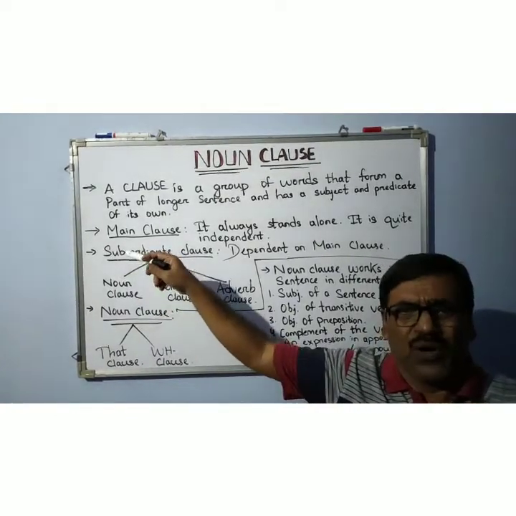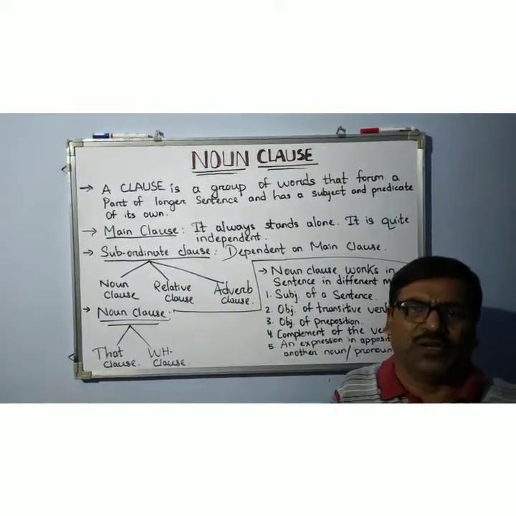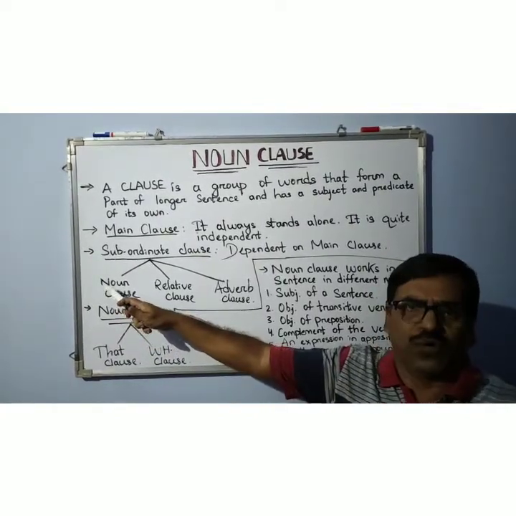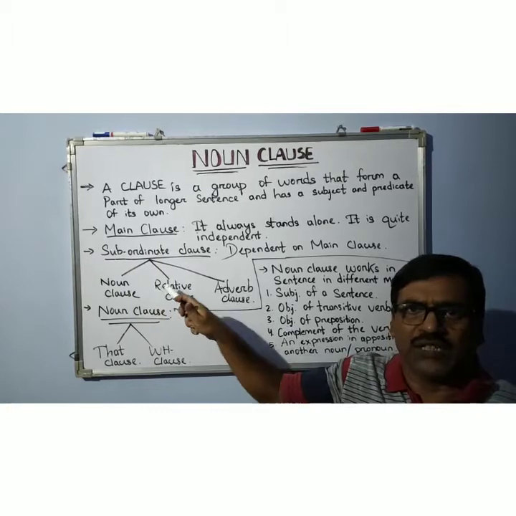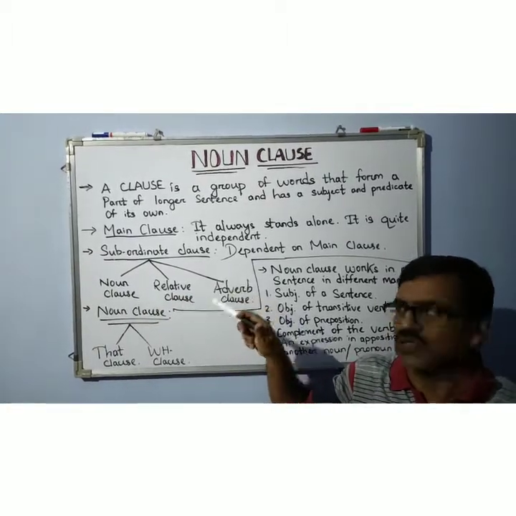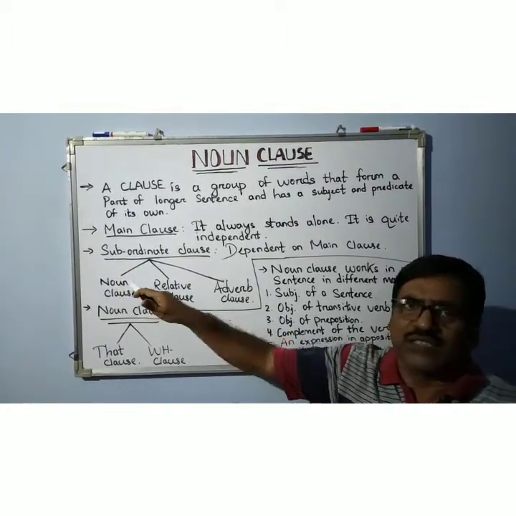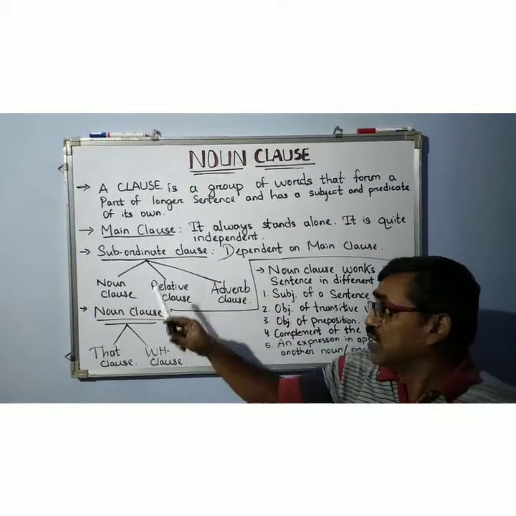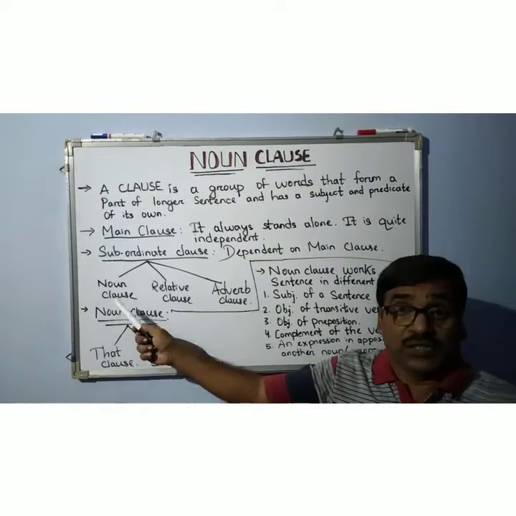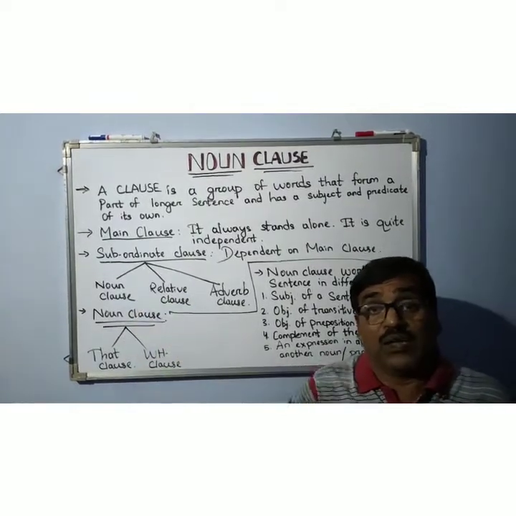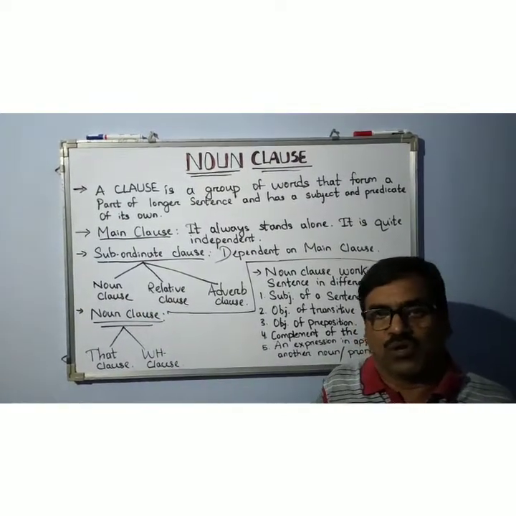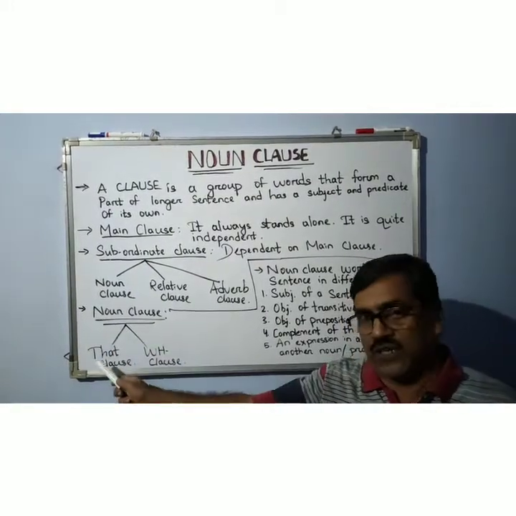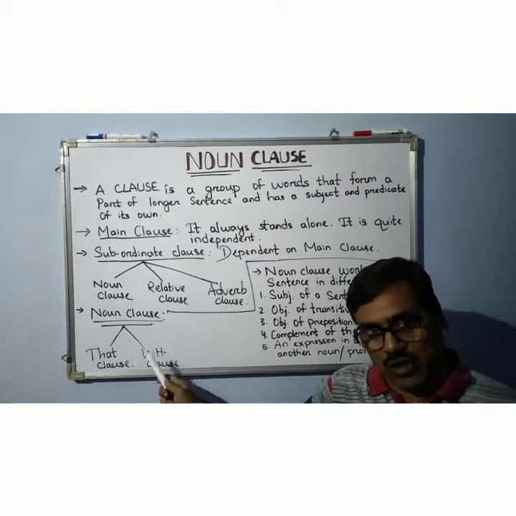Now we will learn the types of subordinate clause. Subordinate clauses are of three types. First one is noun clause, second one is relative clause, third one is adverb clause. Then we will discuss the types of noun clause. A noun clause is also of two types. Number one is that clause and number two is double H clause.